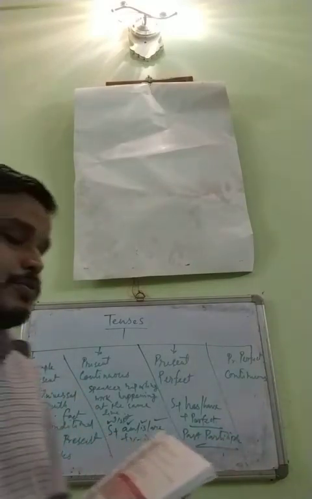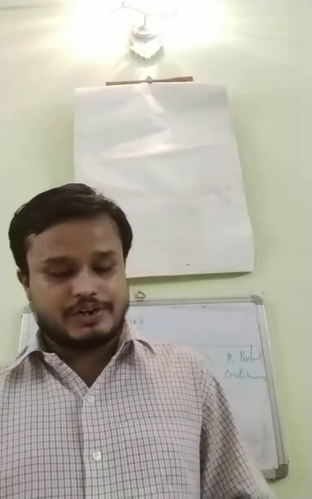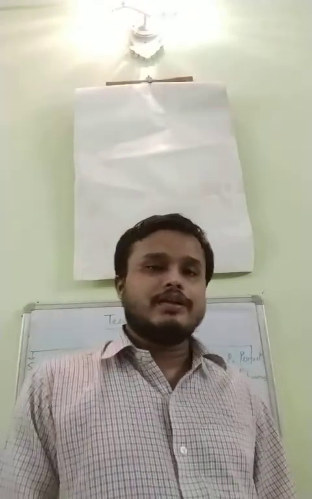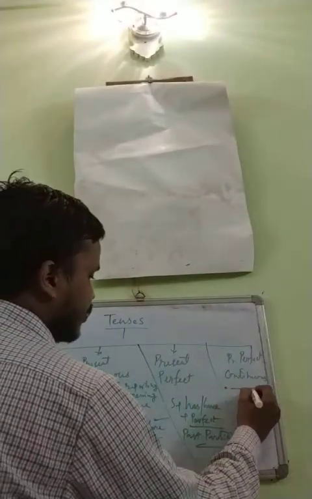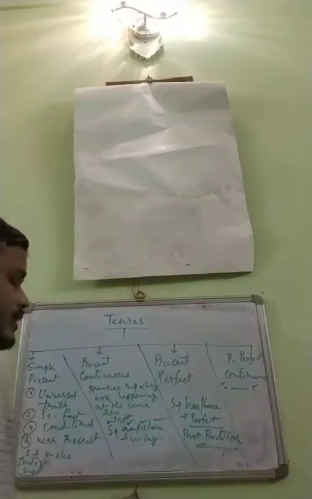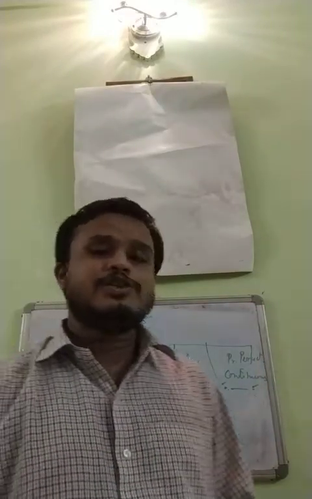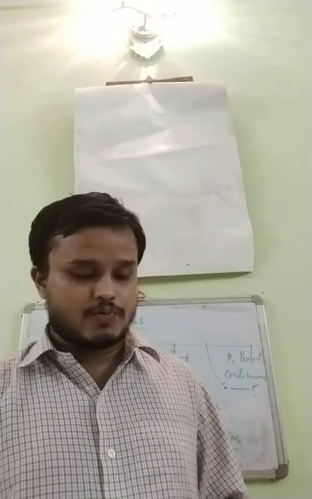Okay, perfect form means the past participle form or the third form. Then comes present perfect continuous tense. This is important. The action has started earlier but is still going on. The action has started here, but is still going on in the present. Okay, he has been studying since 4 a.m.